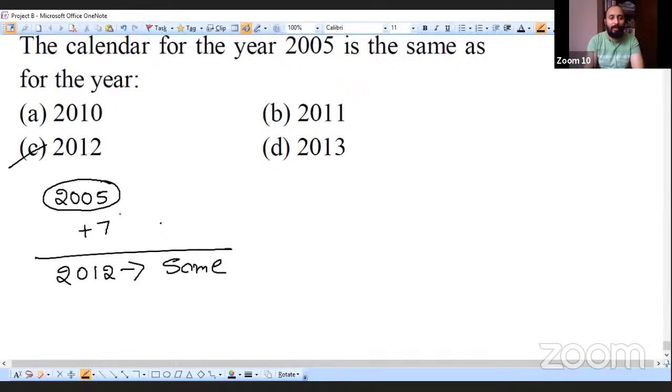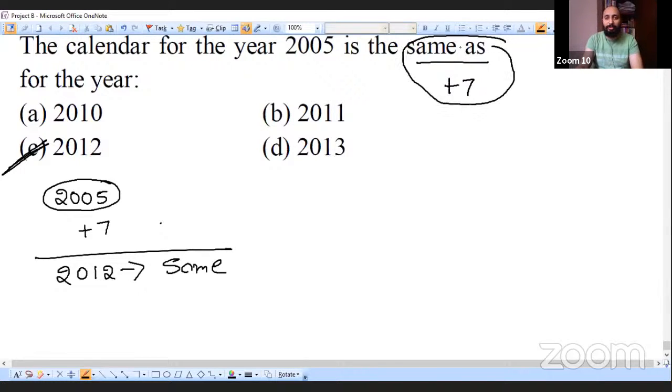Directly 2012 is the right answer. Direct shortcut for same calendar is plus 7. You can use this shortcut instead of writing all that. Is this clear, people? Directly you can do. And here you can do that directly because of the leap years it is coming same. Okay.